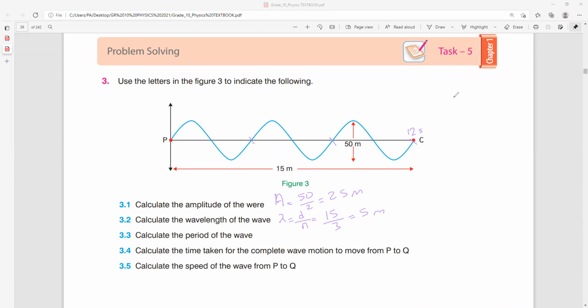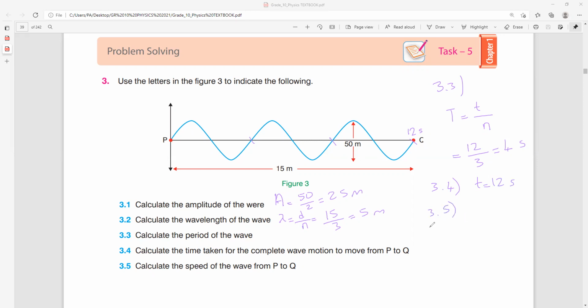So how are we answering 3.3, people? Let's write here 3.3. We are looking for period. Period equals time over number of waves. And then our time, as you see, people, is 12 seconds. 12 over the number of waves we counted already here. 3 waves we have. And our answer is 4 seconds. 3.4. They said the time taken for a complete wave motion to move from P to Q. Answer is 12, already given. Time equals 12 seconds.